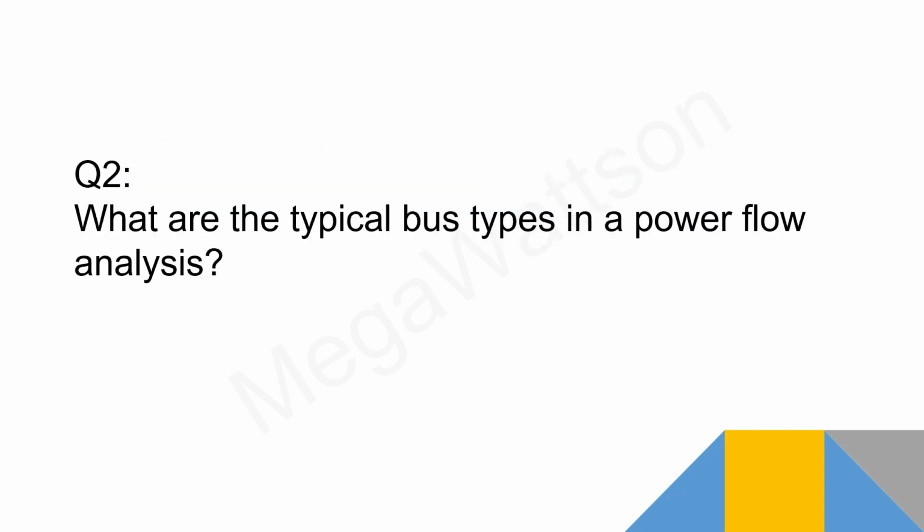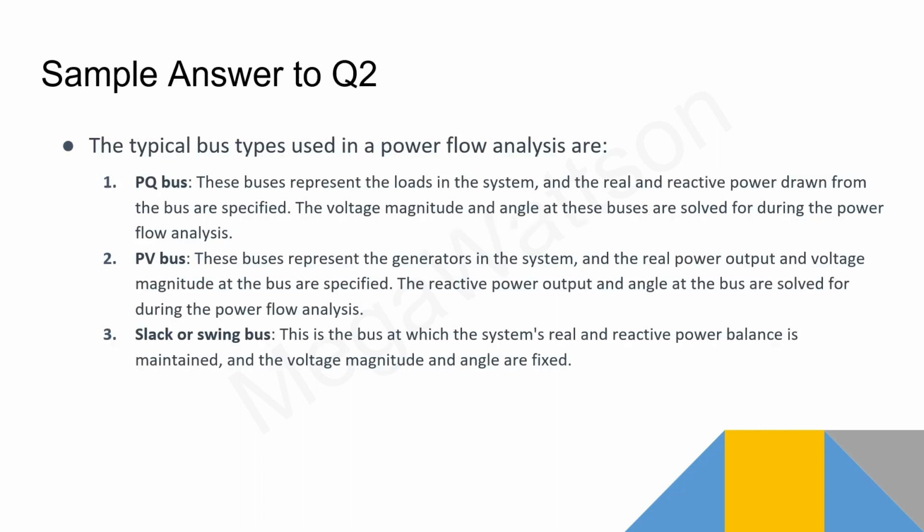Question number 2. What are the typical bus types in a power flow analysis? Typically, there are 3 types of buses in a power flow analysis. There are PQ bus, PV bus, and slack or swing bus. For PQ bus, the real and reactive power drawn from the bus are specified or known. These buses usually represent the load in the system. The voltage magnitude and angle at these buses are solved during the power flow analysis.